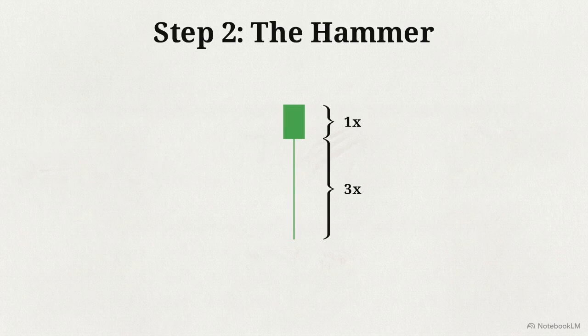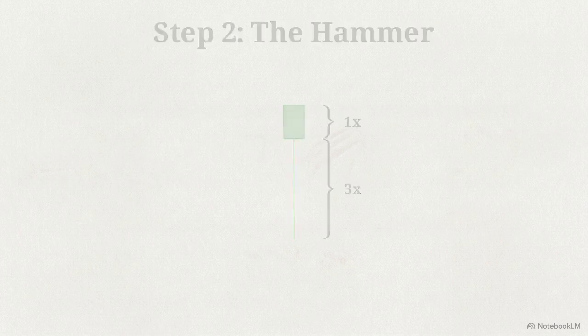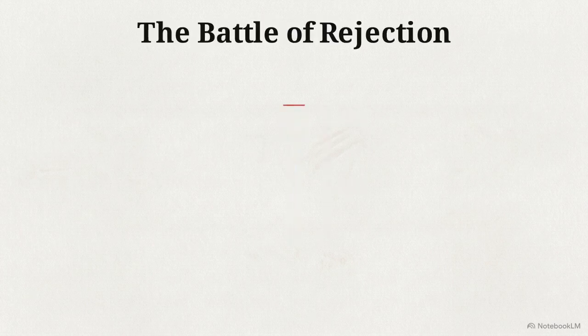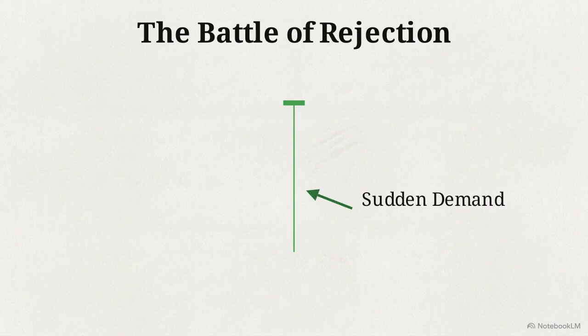The psychology behind this shape is a battle of rejection. Sellers took aggressive control at the open, forcing the price to new lows. But by the close, buyers entered with enough strength to push the market all the way back to the opening price. That long lower wick provides visual evidence of significant, sudden demand.